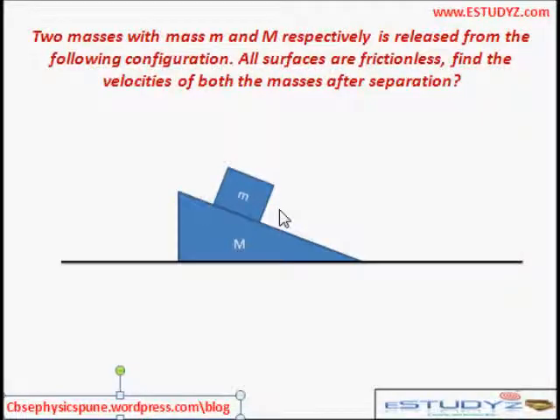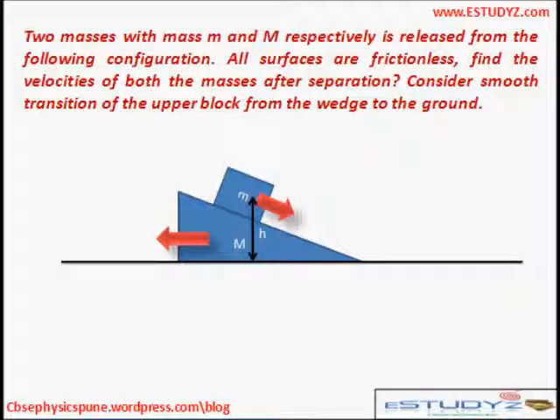There are two masses with mass m and capital M respectively. They are released from this configuration and all surfaces are frictionless. We have to find the velocities of both the masses after separation. Let us analyze the motion of these blocks.